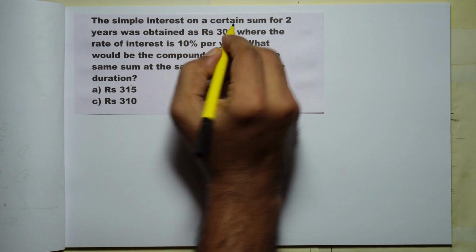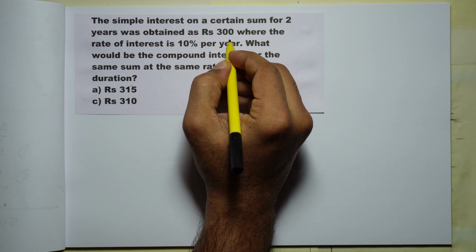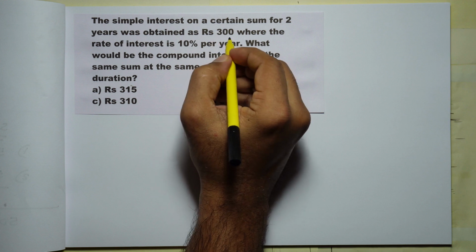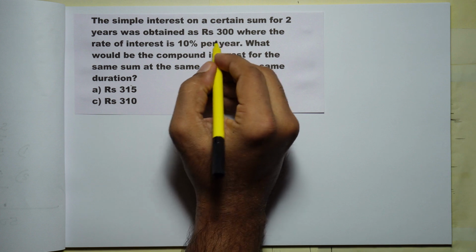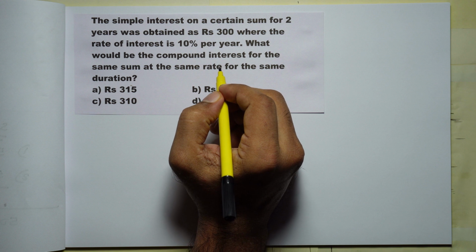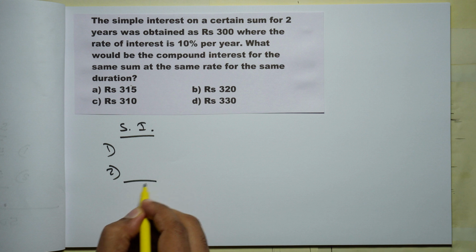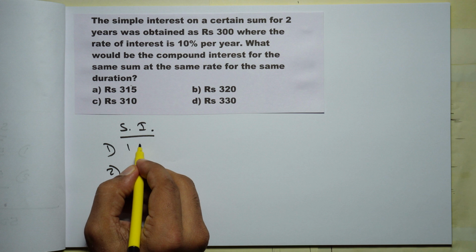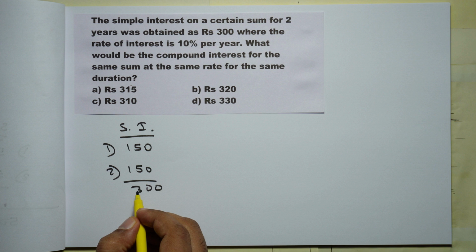The simple interest on a certain sum for 2 years was obtained as rupees 300, where the rate of interest is 10% per year. So we'll represent that data. Simple interest for 2 years is rupees 300. Now simple interest every year is always constant. You will get it as R% of principal. So simple interest for 2 years altogether is 300. Now simple interest every year is constant. So first year it has to be 150, second year it has to be 150, and it will add up to 300.